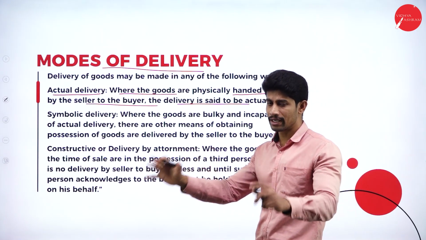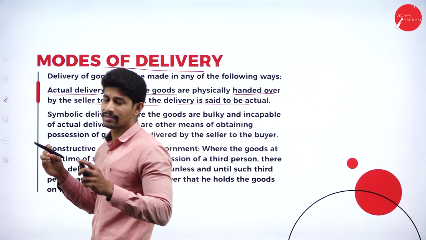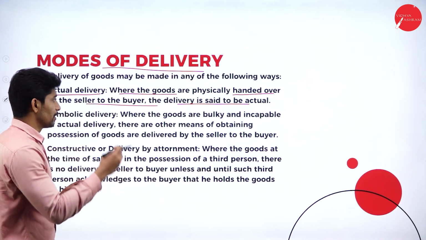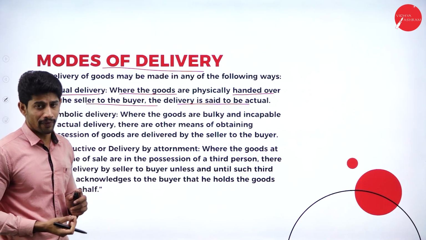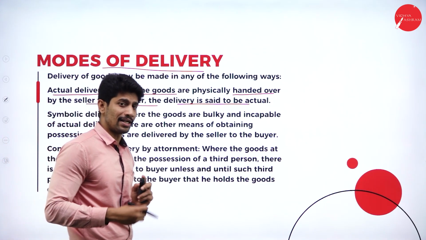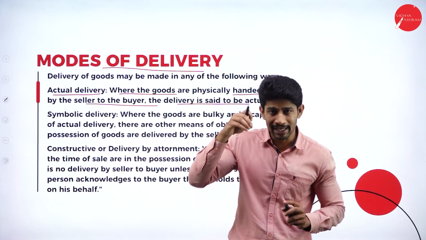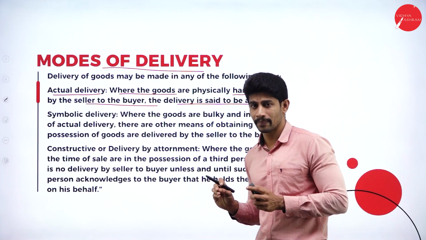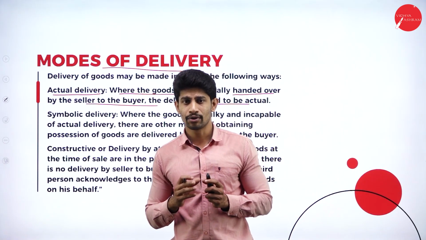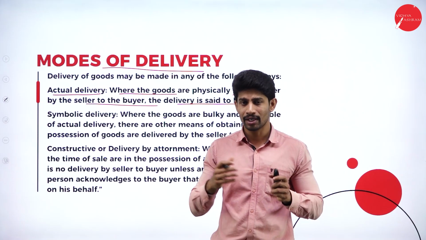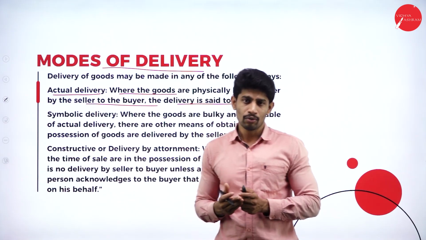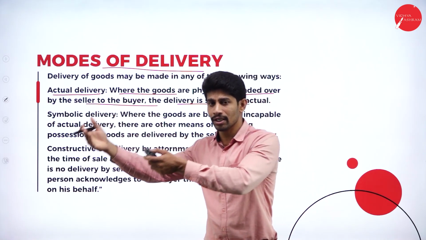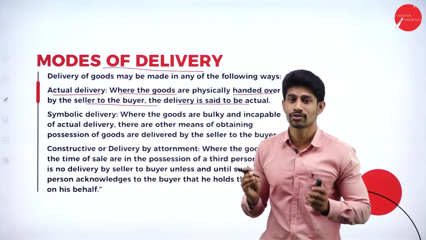So what is this actual delivery? Actual delivery is where the goods are physically handed over, physically transferred by the seller to the buyer. That is called actual delivery. So what Mr. A will do, he transfers the TV. He hands over the TV to the buyer. If he is selling a TV, he hands over the TV to the buyer. That is called actual delivery.